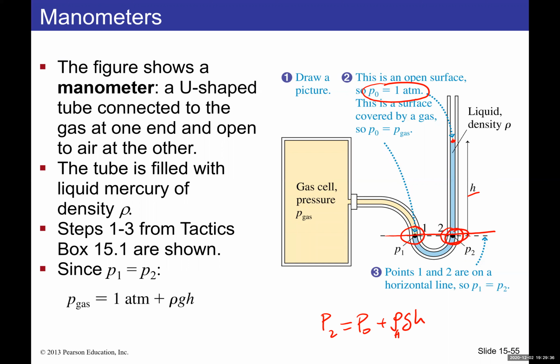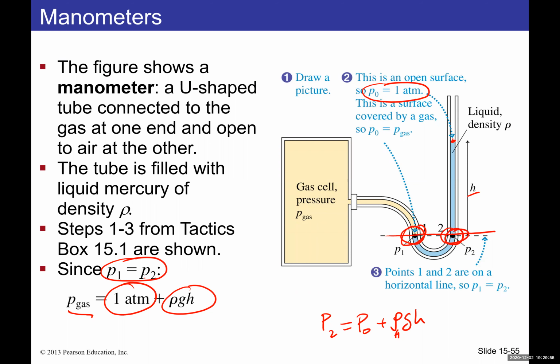Once we find the pressure at point 2, that's exactly the same as the pressure at point 1. That means the gas pressure is the same as the pressure at point 2, which is 1 atm, or atmospheric pressure, plus rho g h, because points 1 and 2 are along the same horizontal line.